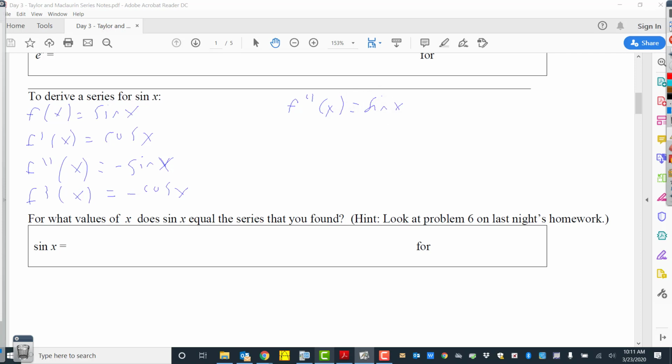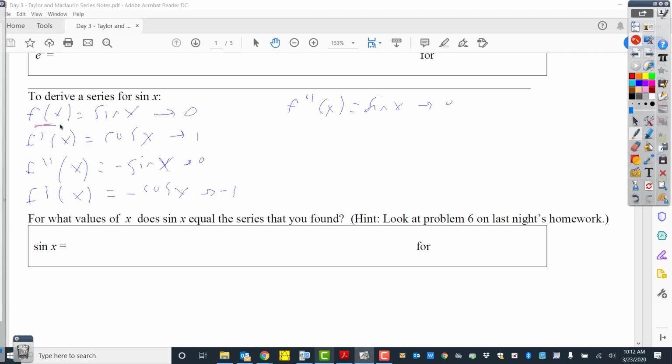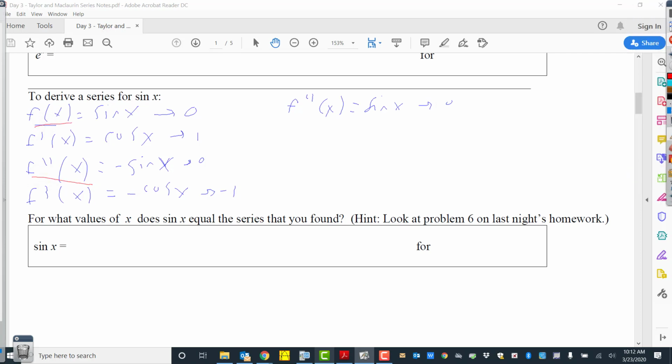But the problem is, because we're doing a Maclaurin series, we have to center it at 0, which means we need to plug in 0 for these. Sine of 0 is 0, cosine of 0 is 1, sine of 0 is 0, negative cosine of 0 is negative 1, sine of 0 is 0. These terms right here will just give us 0, and they'll cancel out. That means we only really have two terms in our series, that one and that one.